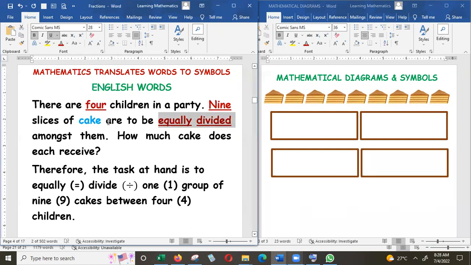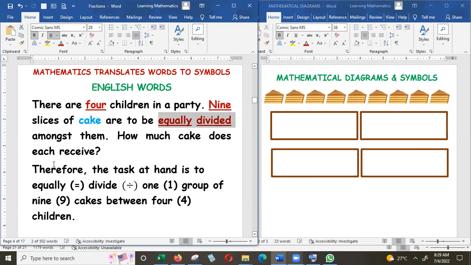So we have 4 children in a party and we have 9 slices of cake. How can we equally divide those 9 slices of cake amongst 4 children? Therefore the task at hand is to equally divide, and here's a symbol for equal, here's a symbol for divide, here's a symbol for 1 group of 9 cakes between 4, here's a symbol for 4 children. So I repeat, the task at hand is to equally divide 1 group of 9 cakes between 4 children.